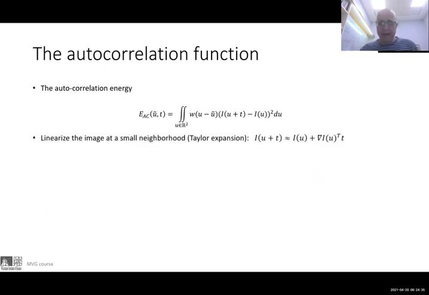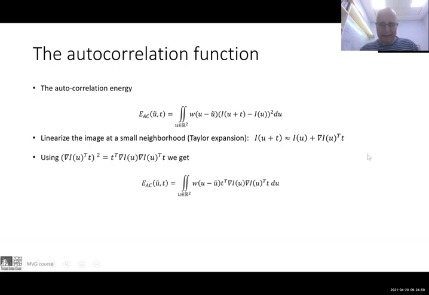Okay, so now we want to manipulate this integral a little bit. We will replace I of u plus t by its first order Taylor expansion. Okay, and the Taylor expansion is I of u plus the gradient of the image at u times t. Okay, and replace this. So you see we have here a difference. What we should have now is the gradient of I times t squared.